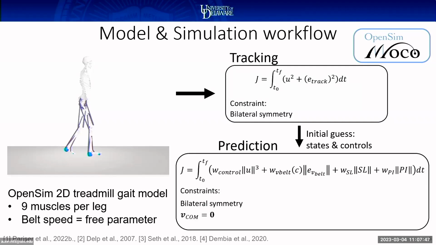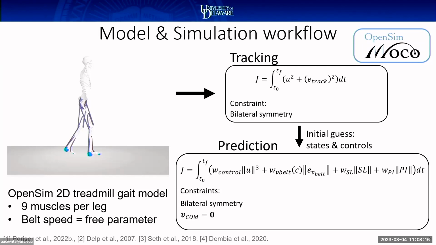Like I said, the tracking simulation solution was the input into the predictive problem where we minimized the controls, U. We minimized an error between simulated and reference belt speed, EV belt, multiplied by a constant, so that the error keeps the speed constant, but the constant that we're multiplying allows for scaling of the magnitude of the speed. Then the other 2 terms are to maximize step length and propulsive impulse.